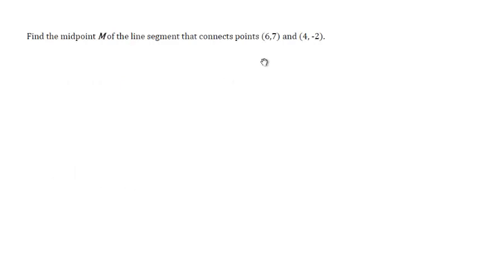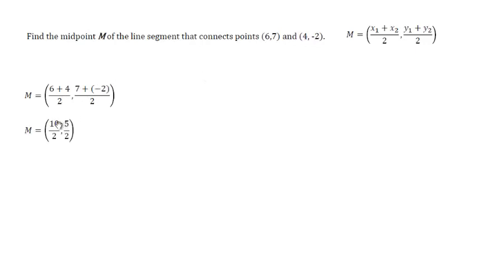Find the midpoint of a line segment between 2 points. We'll use the midpoint formula this time. These are ordered pairs, where you find the sum of the x's divided by 2, the sum of the y's divided by 2. The midpoint is actually the average of the x's and the average of the y's. So 6 added to 4 over 2, and 7 added to negative 2 over 2 will give us 10 over 2 and 5 over 2. 10 over 2 can be reduced to a whole number 5. 5 over 2 is 2.5, but you may leave it as the reduced fraction.